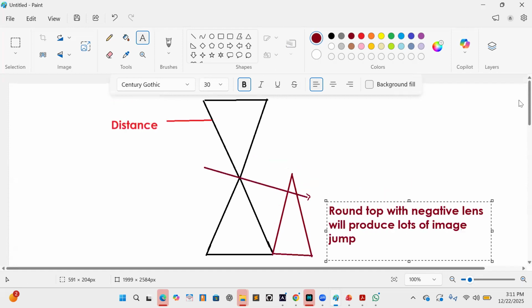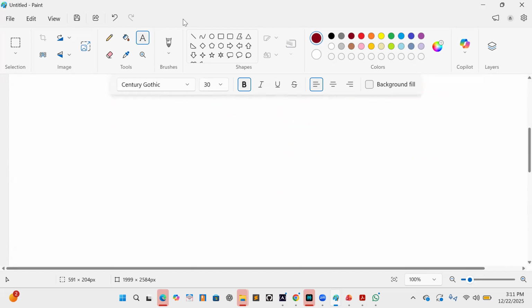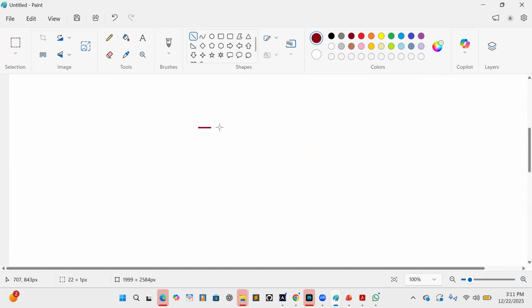Okay. So let's use the flat top and see. Again, distance is there, apex to apex.